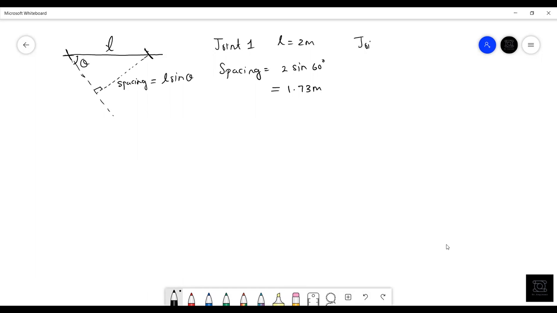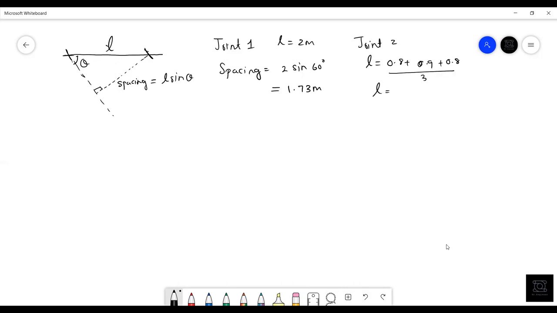When it comes to joint two, the length part is a bit trickier. We saw one portion is 0.8, and the other portion is also 0.8. But in between, if you see the figure, there is a spacing of 0.9. So you have to add these three and divide by three.